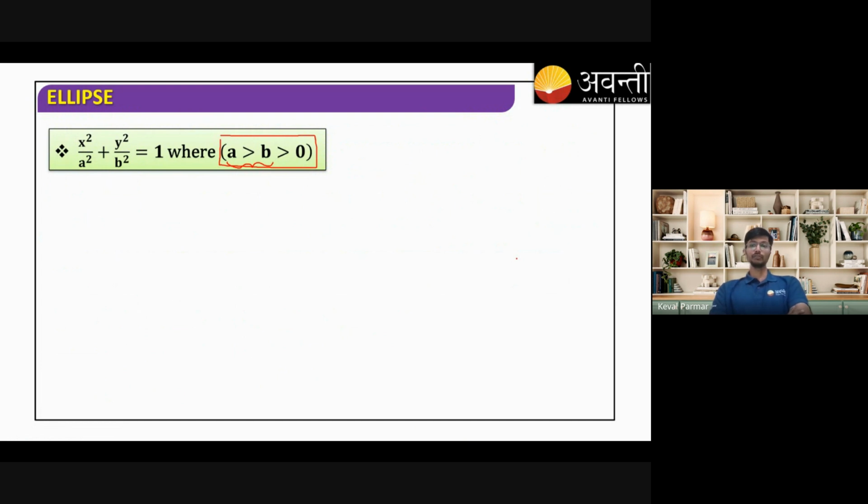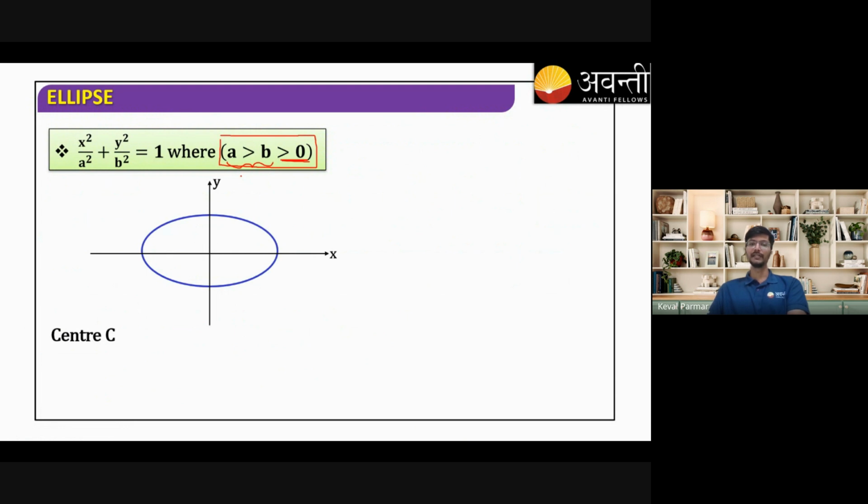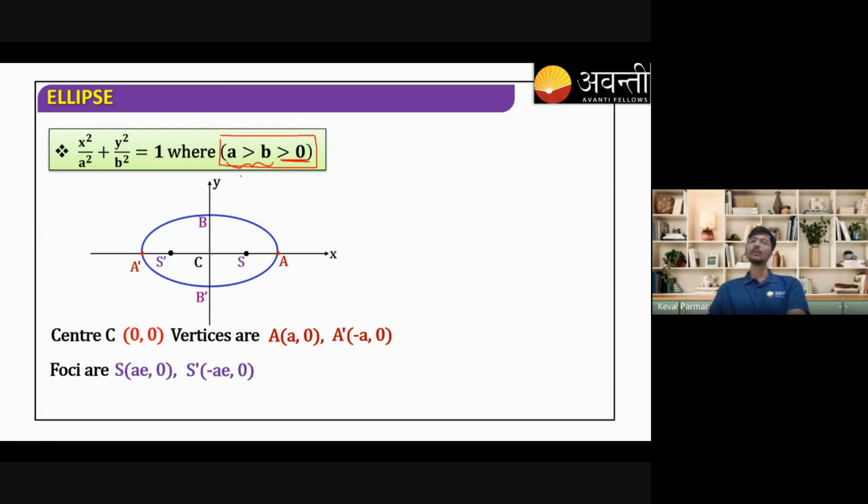Chalo. So one of the standard forms of ellipse is x square upon a square plus y square upon b square equal to 1, where a is greater than b and both are positive. What does this mean? Both are greater than 0. Let's look at the shape. It's the same shape we have been studying till now. Center is at origin, vertices are A and A dash. Foci are S and S dash. It is also known as horizontal ellipse.